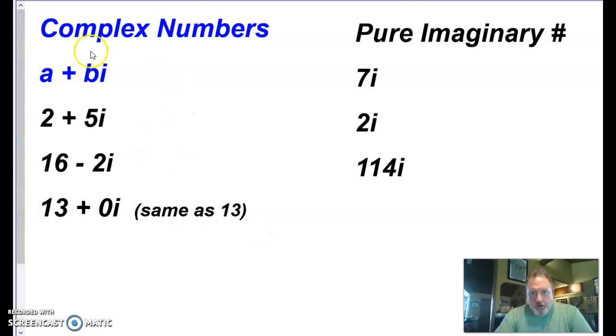And so these are all in complex form. A pure imaginary number is when we don't have the real number here. So you can see all of these just have i with no real number in front. If we have a real number, we always write the real number in front. So we would never say 5i plus 2, we would always write it as 2 plus 5i. Similarly here, we would always write that as 16 minus 2i.